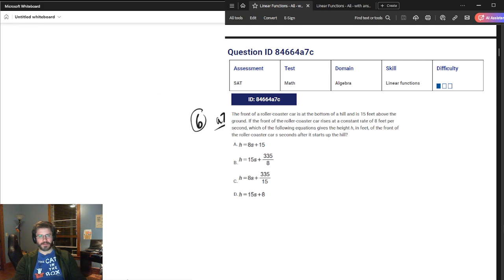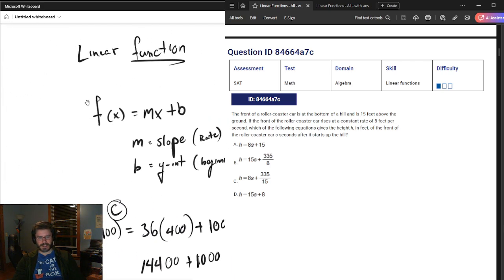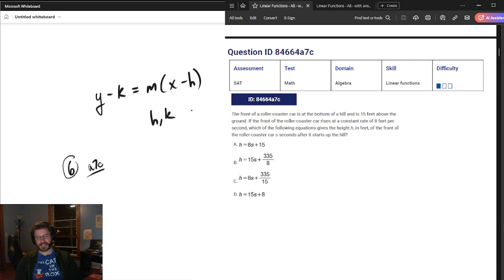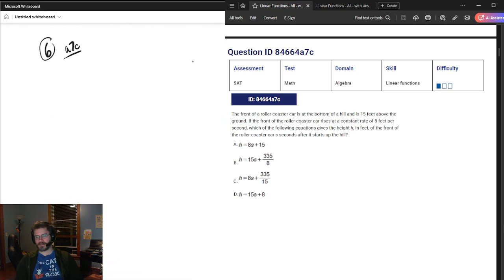Again, a quick recap of our definitions. A linear function is an expression that shows the function of x is equal to mx plus b, where m is the slope or rate of change and b is the y-intercept or the beginning value. We did end up using a lot of point slope form in the last video, which I didn't explain. Y minus, I like to use k, y minus k equals m times x minus h, where (h, k) is a point that exists on the line, and m is again the slope. So that definition may come up again in this video, but we shall see.